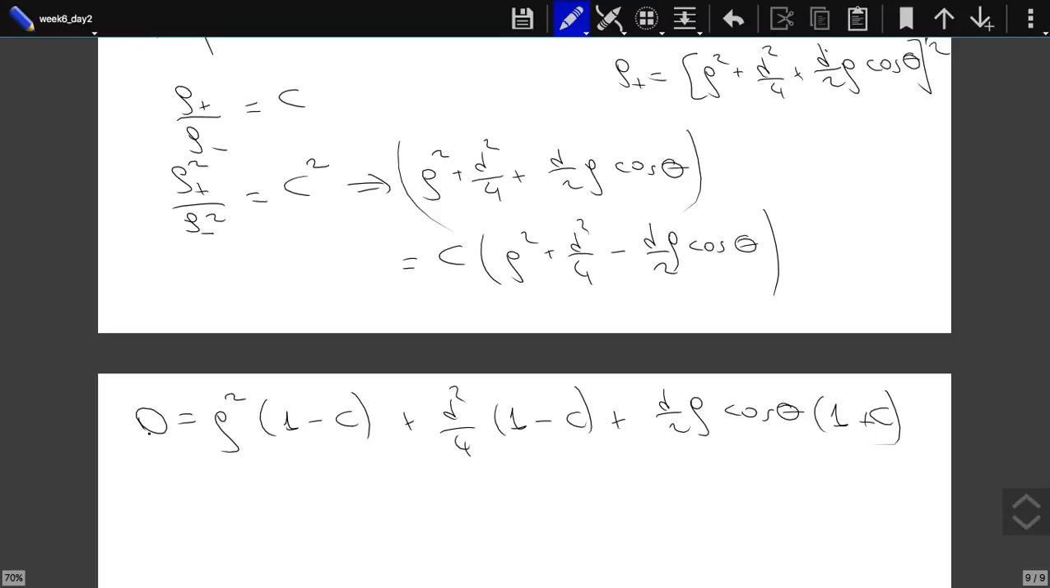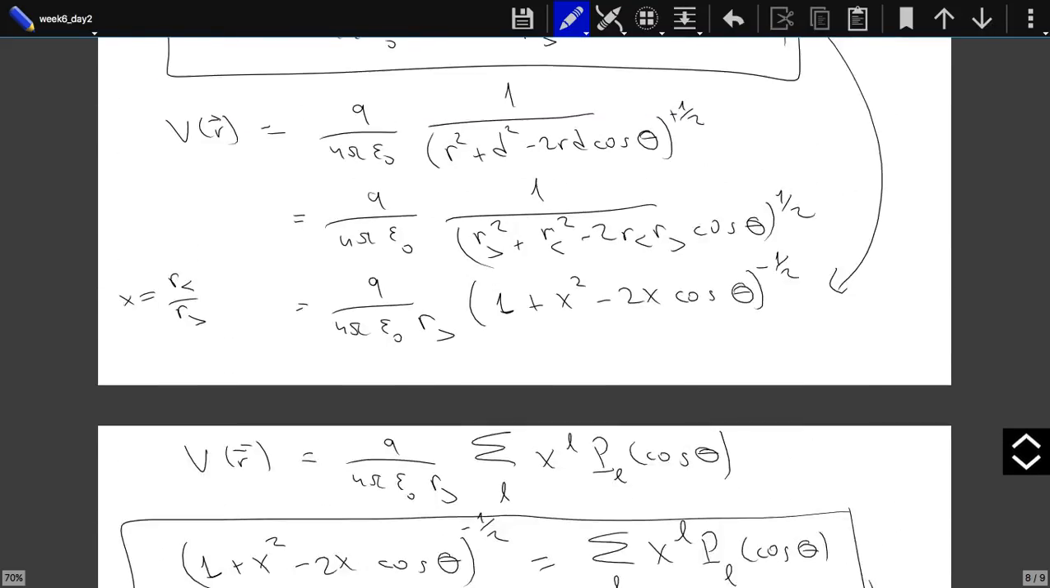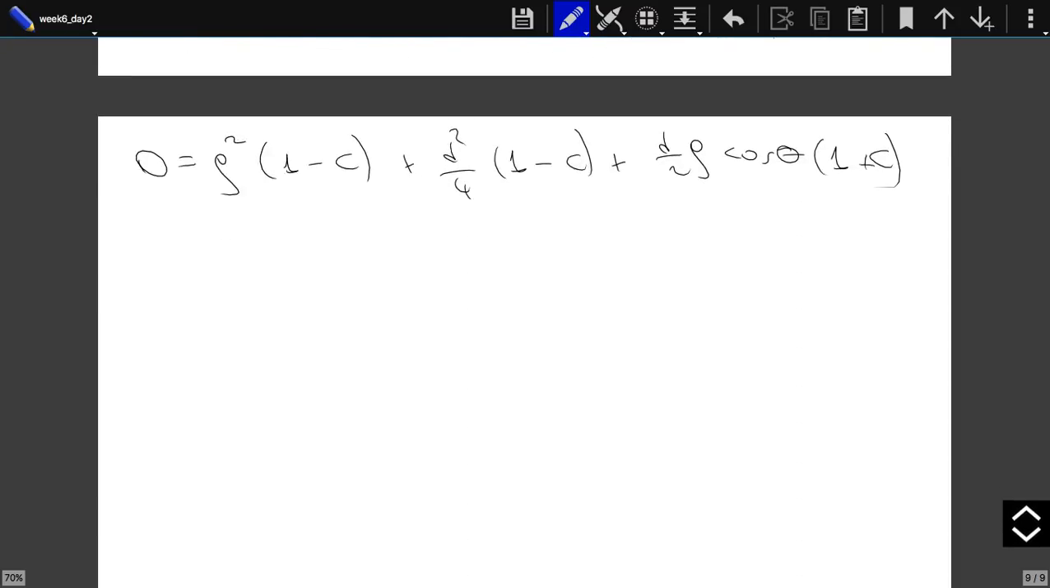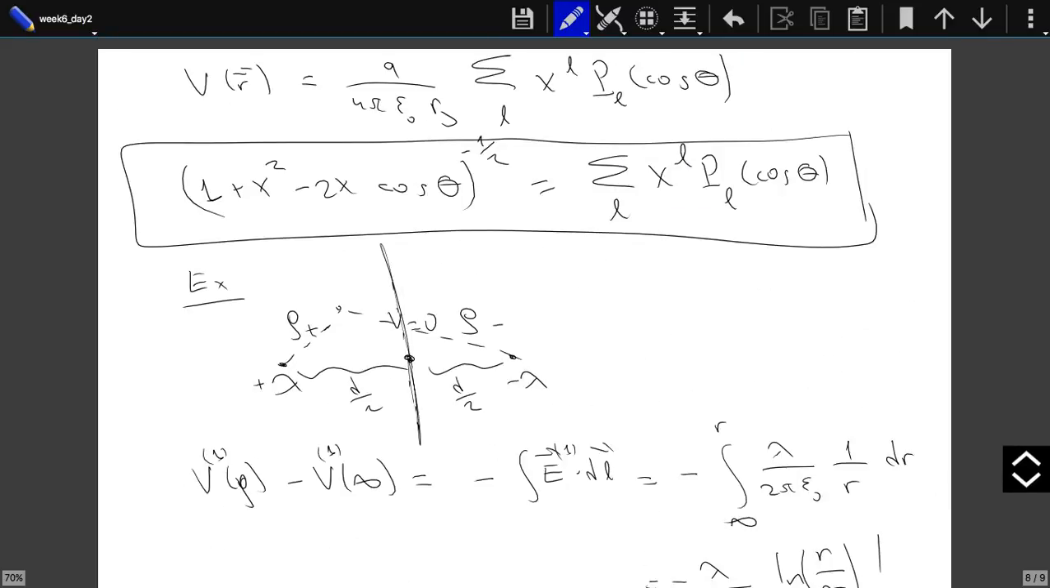Well, the easiest case is when c is equal to 1. When c is equal to 1, this is 0, this is 0. So rho times cosine theta has to be 0. Well, rho is 0 just corresponds to the line along the z-axis. Or cosine theta is equal to 0, which just corresponds to this plane. The angle is pi over 2 or 3 pi over 2. So it's just this middle plane that is an equipotential surface.